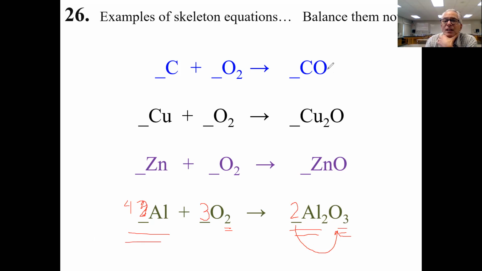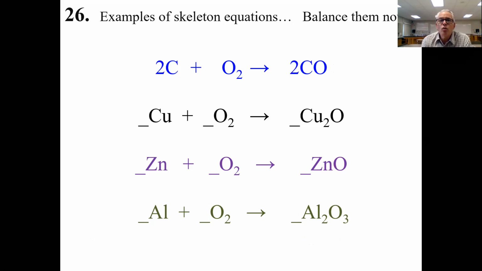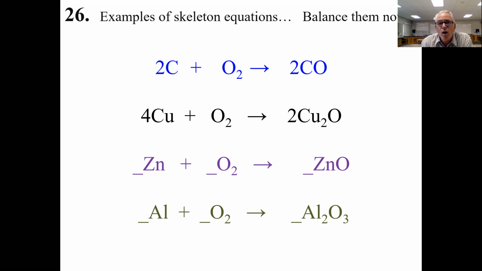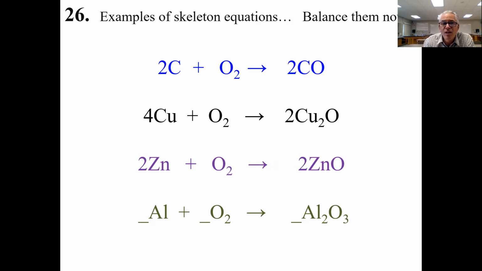So let's see what we got. I'm going to clear these drawings and we're going to go ahead. Ready? In the first one, 2 carbons and 1 oxygen molecule makes 2 carbon monoxides. That's balanced. In the next one, it takes 4 coppers to make 2 Cu2Os, and it takes double oxygen in the front because there's 2 oxygens in the product, also balanced. The zinc oxygen, it takes 2 zincs for 1 oxygen to make 2 zinc oxides. And in this last one, aluminum and oxygen makes aluminum oxides. It's in a 4 to 3 to 2 ratio.